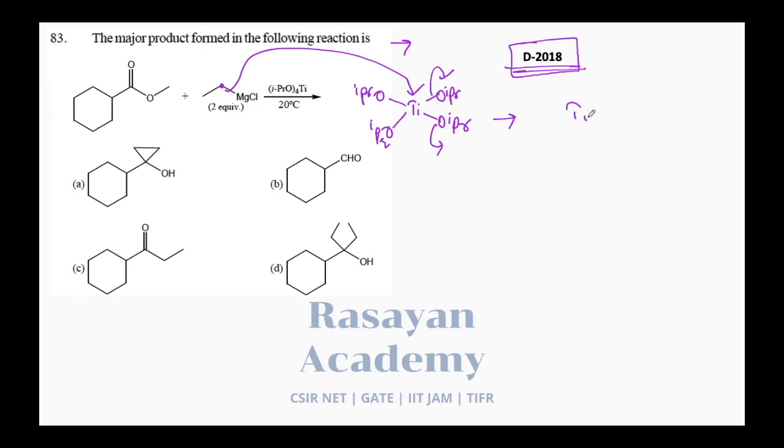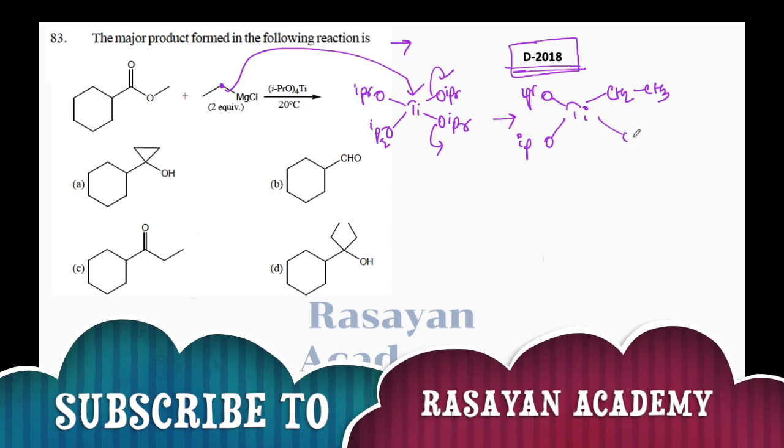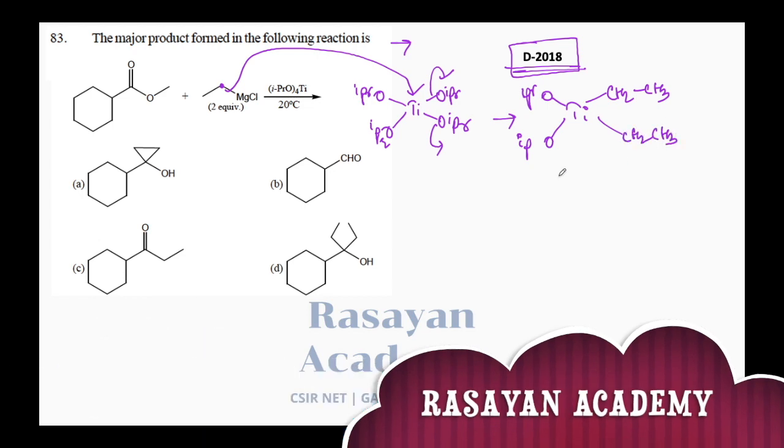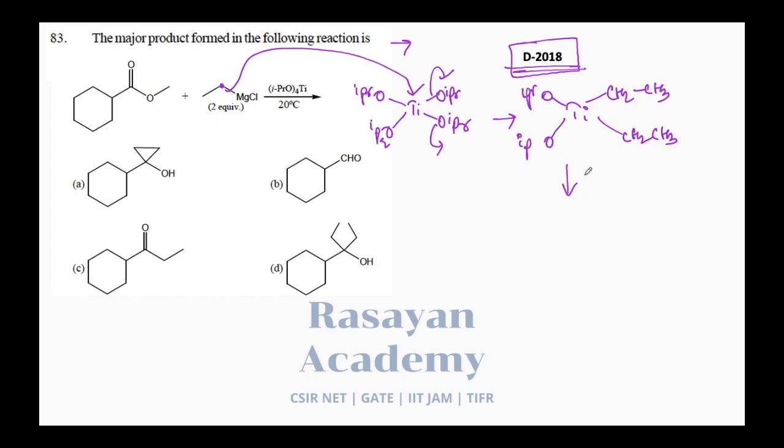So the titanium finally becomes in this way: CH2CH3, one more CH2CH3. Now from here you are going to do minus ethane. Elimination of ethane from here is going to result in this kind of a titanacyclopropane formation.